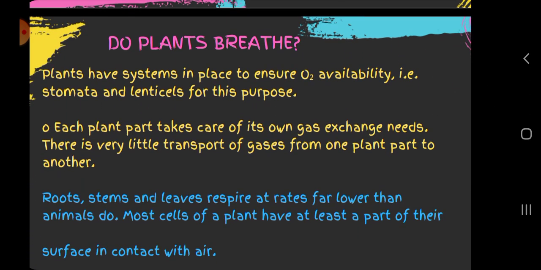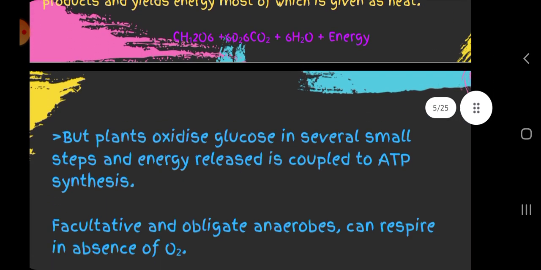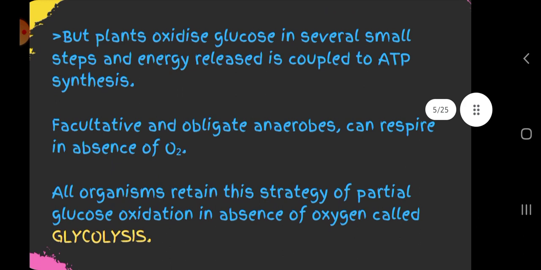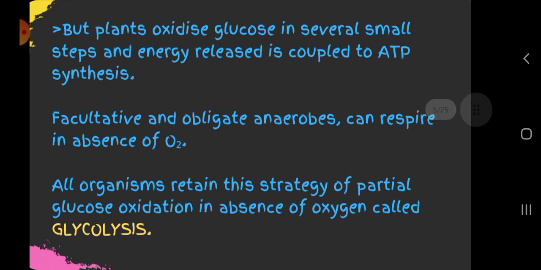Then, do plants breathe? Yes, plants have systems in place to ensure oxygen availability, that is stomata and lenticels. For this purpose, each plant part takes care of its own gas exchange needs. There is very little transport of gases from one plant part to another. But plants oxidize glucose in several small steps, and energy released is coupled to ATP synthesis.